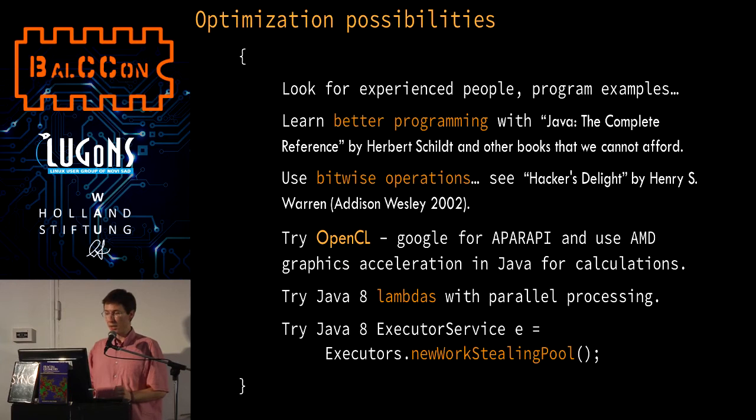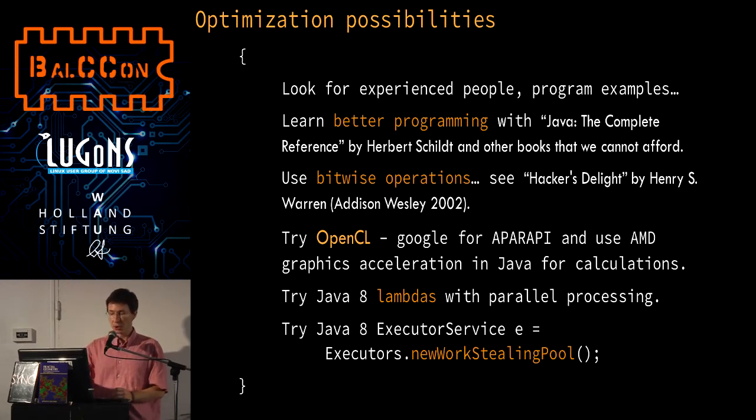Use bitwise operations. See Hacker's Delight. It's a famous book that exemplifies in C language how you optimize calculations such as multiplications, divisions, and such things. It is extremely complicated, so you have to use it as a reference constantly. And it is the same language used in C, C++, and Java.